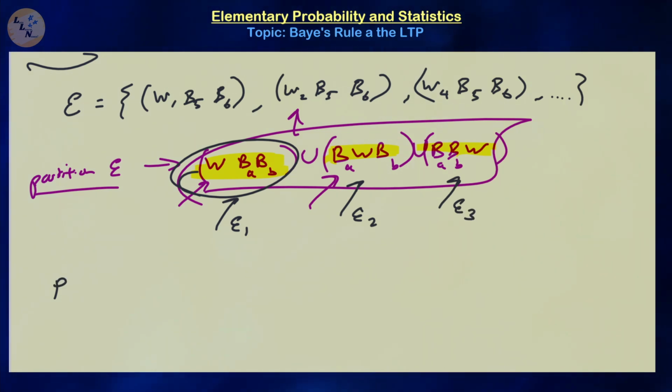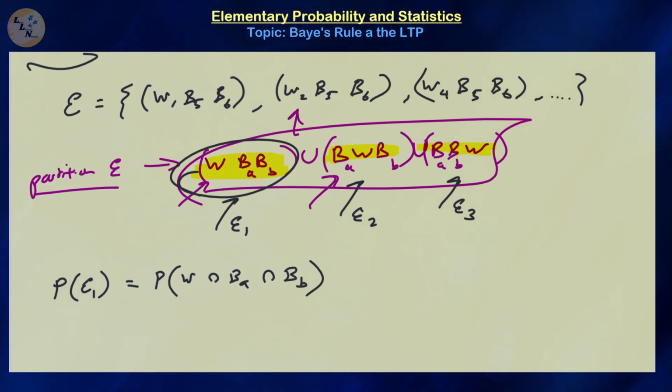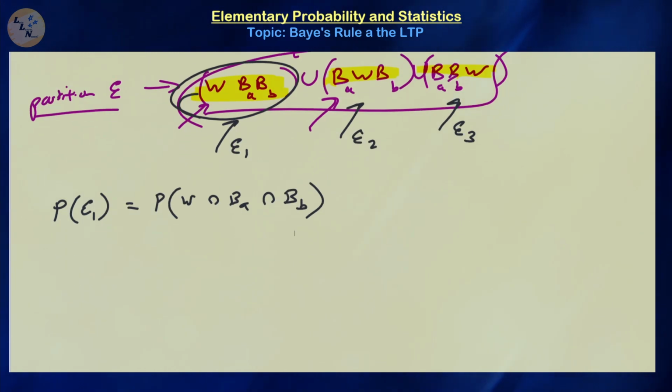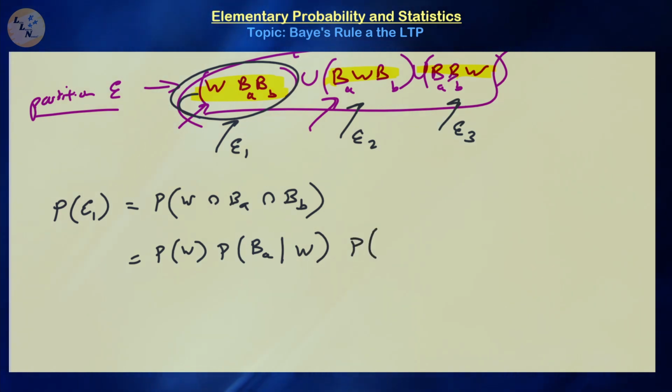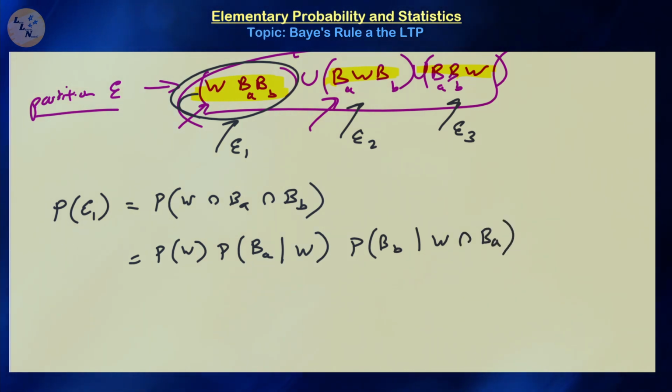All right, so what is the probability of event 1? This is going to be the probability of obtaining a white and a blue and another blue. So from here we can use the product rule. This is going to be equal to the probability of getting a white on our first draw, and then the probability of getting a blue, assuming that my first was a white, and then the probability of getting a second blue, assuming that I got a white on my first draw and a blue on my second draw.